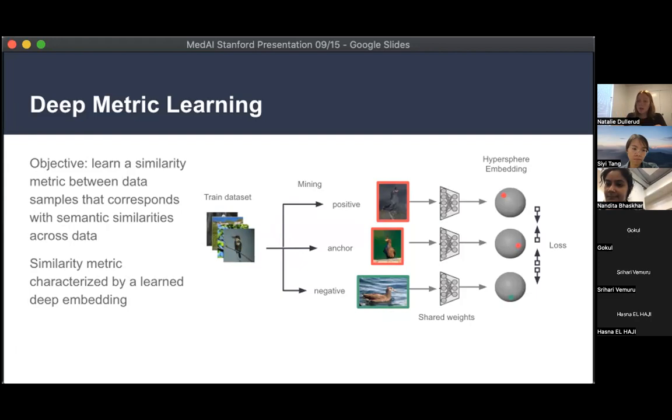The objective essentially penalizes positive samples that embed far from the anchor samples and negative samples that embed close to the anchor sample in a simple way. When this is propagated back through the network, the loss essentially pushes positive pairs closer together and negative pairs farther apart. Here I just showed it with bird species, but you can think about this for a variety of settings.